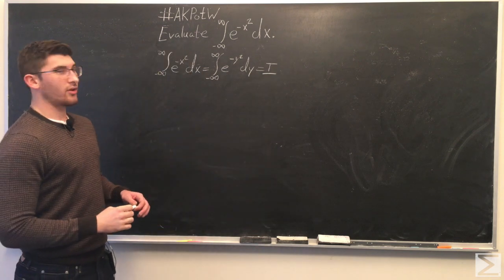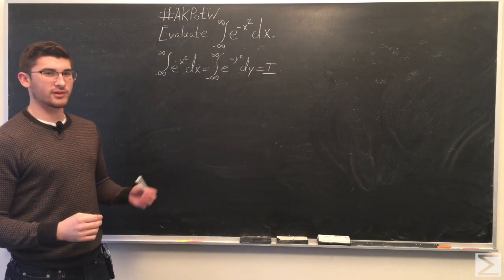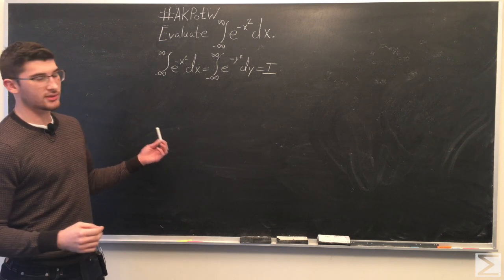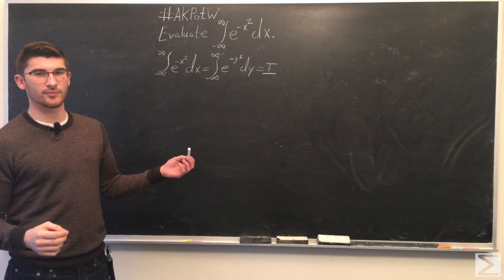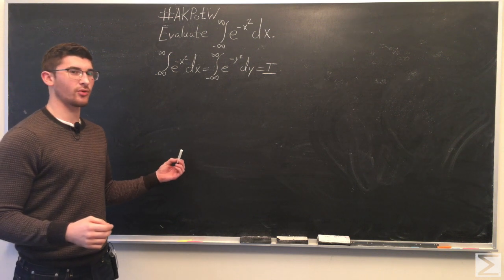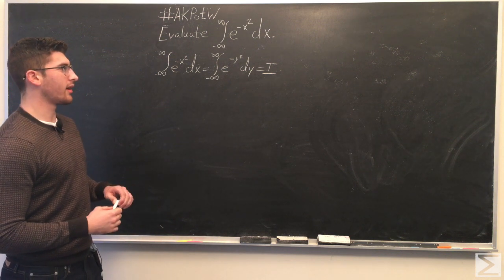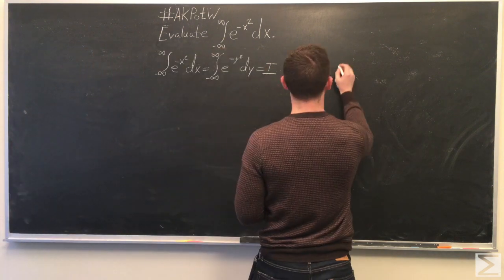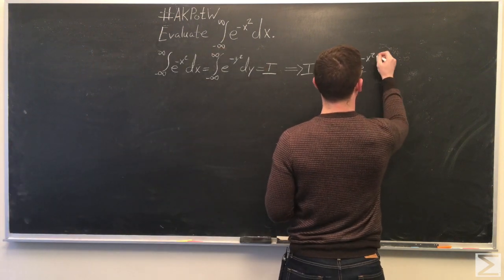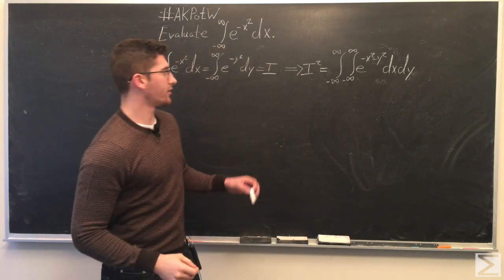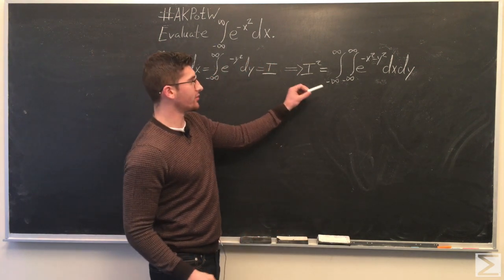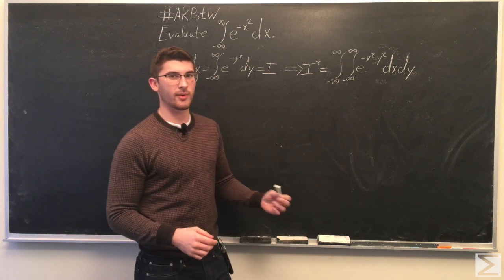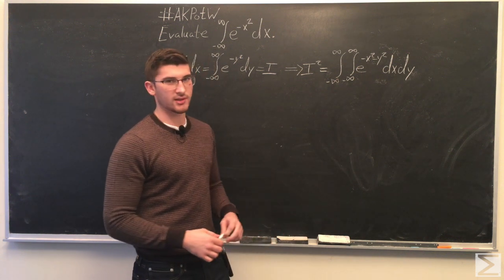So we call it I. And then if we multiply these by each other, that's equal to the double integral, which is equal to I squared. So I squared is equal to the double integral of e to the negative x squared minus y squared dx dy.